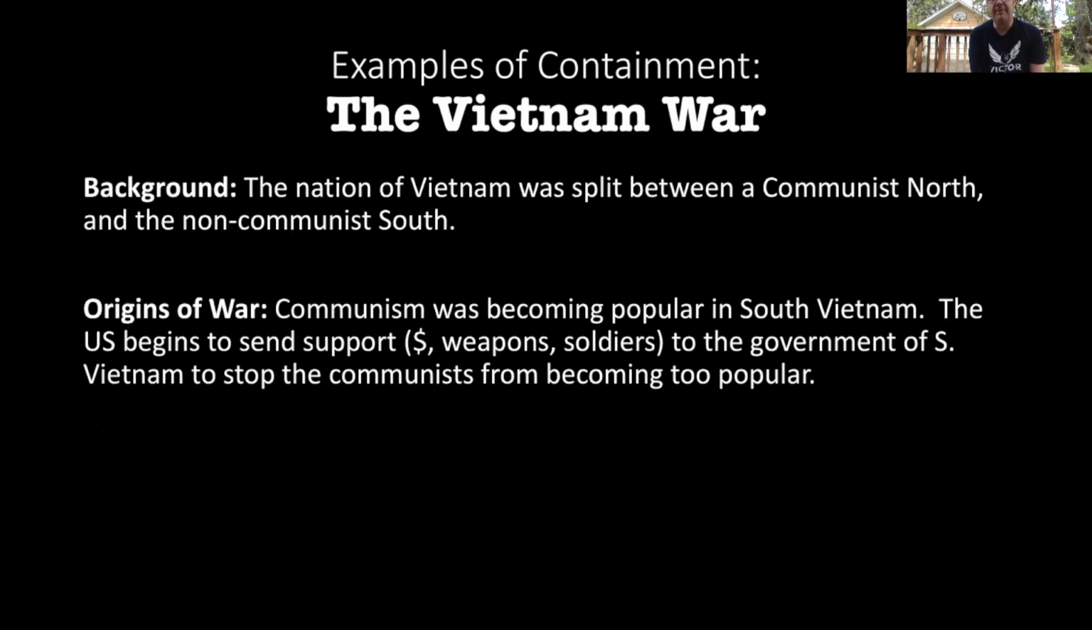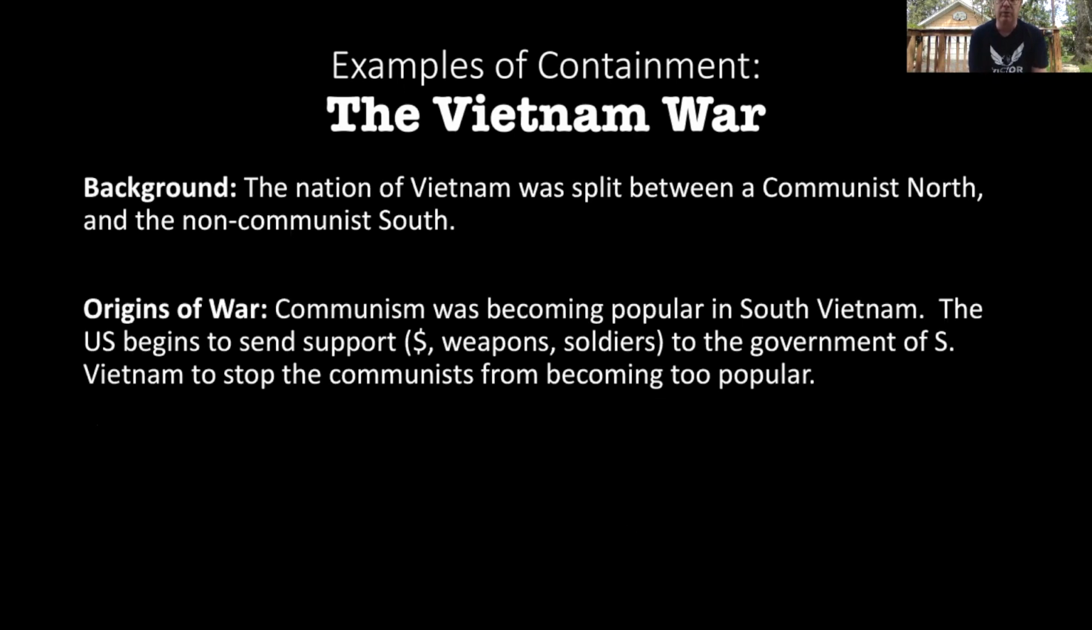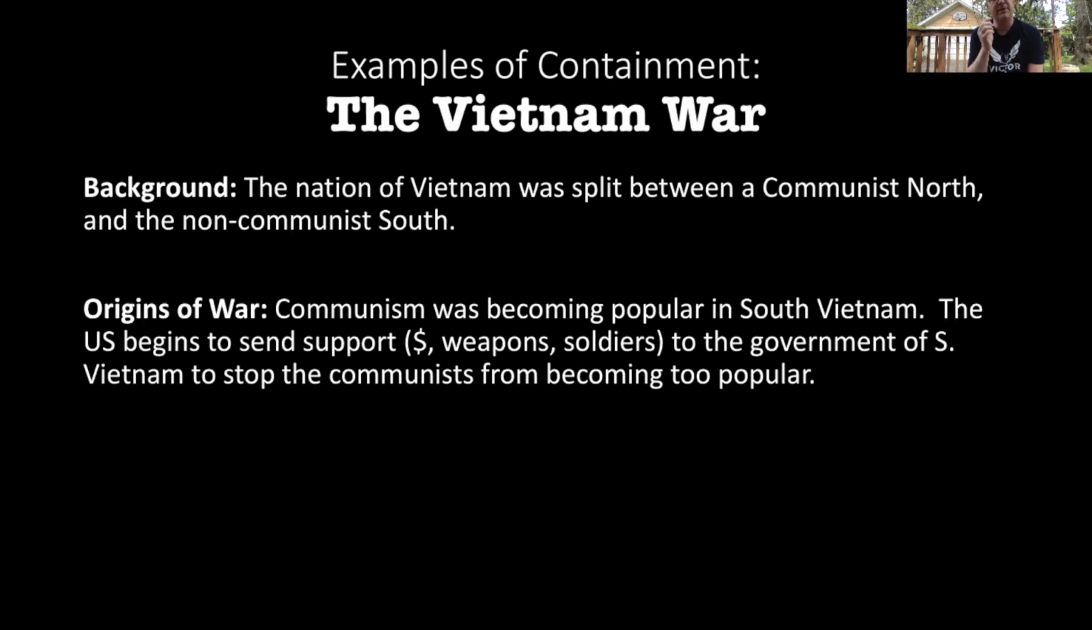Communism was becoming popular in South Vietnam, and really the seeds of this war start because the U.S. starts sending money, weapons, and some soldiers to South Vietnam to try to stop the communist uprisings that were taking place there. That starts as early as the 1950s under President Eisenhower. We're going to see this war doesn't officially come to an end until 1972. So we're talking about 14, 15 years of a pretty crazy war.